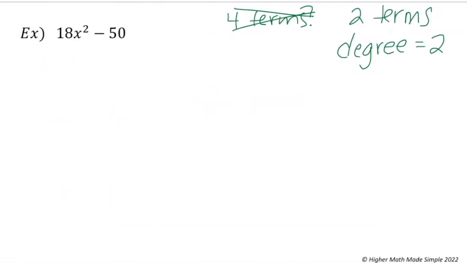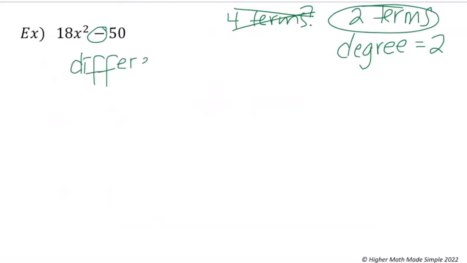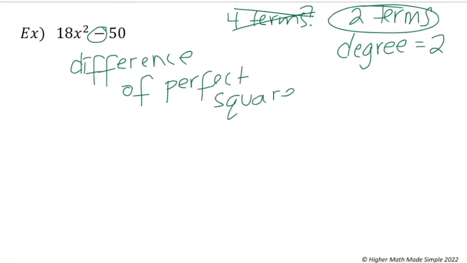So notice it's 2 terms with a subtraction. So oftentimes when you do have 2 terms and there's a subtraction, you have to ask yourself, is this a difference of perfect squares? The difference part is there because there is a subtraction, right? 2 terms could be difference of perfect squares, not always, but the only problem is that 18x squared is not a perfect square and neither is 50.